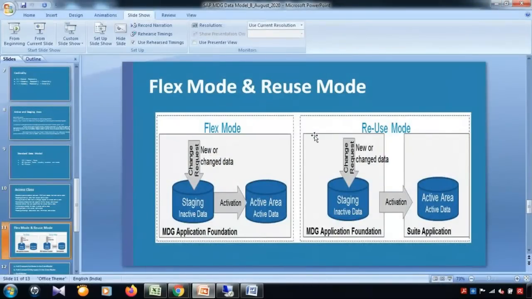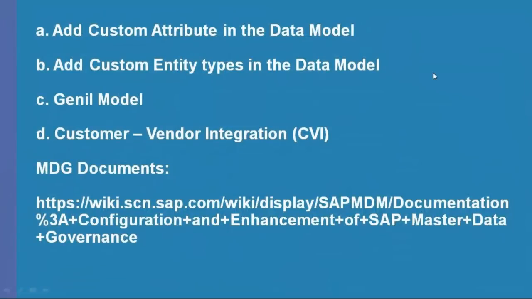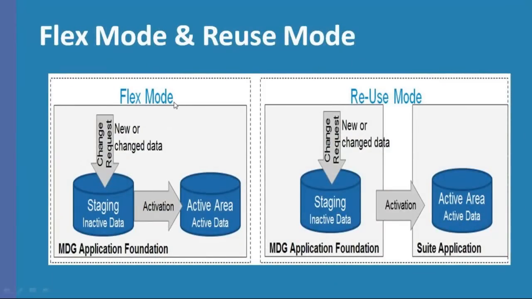Okay. So let me repeat this flex mode and reuse mode in this pictorial diagram. In the flex mode, you can see the change request, whether it is a new or updated change request. One second. Which screen are you right now seeing? Can you please confirm? We see the flex mode and reuse mode on the diagram.